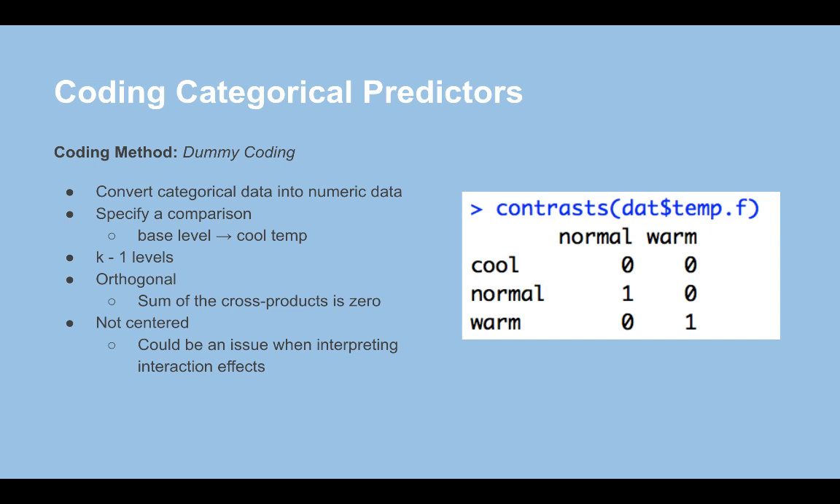So in dummy coding, we are always making comparisons between the base group and all other groups. So cool represents our base group, and as you can see, we have k-1 levels. So we have 2 levels because we have 3 groups. And something else important to note about dummy coding is that the codes are orthogonal, which means the sum of the cross products is 0. However, they are not centered like they might be in the case of effects coding, which might be an issue when we are interpreting interaction effects. However, we were most importantly interested in comparing to the base level, so we used dummy coding.